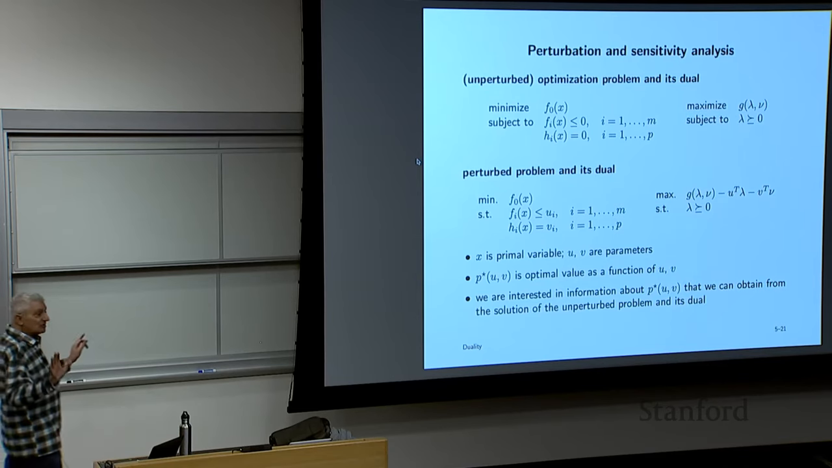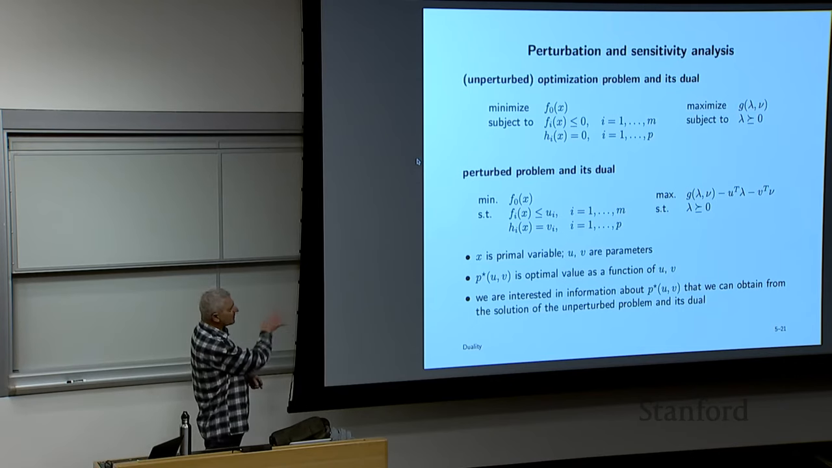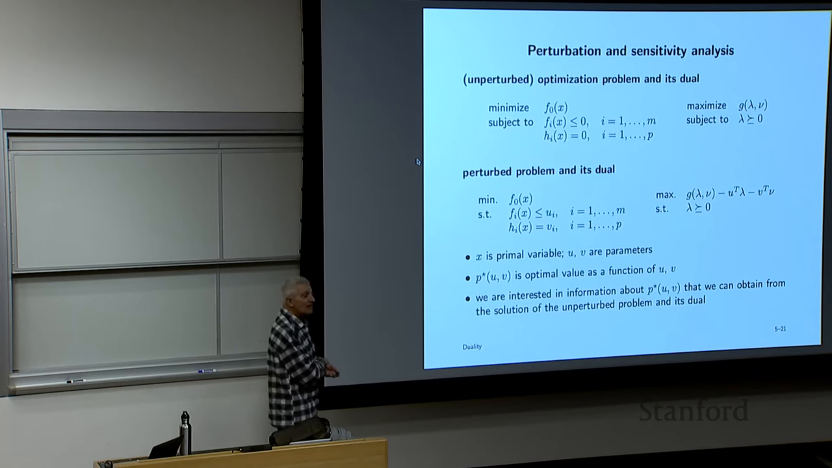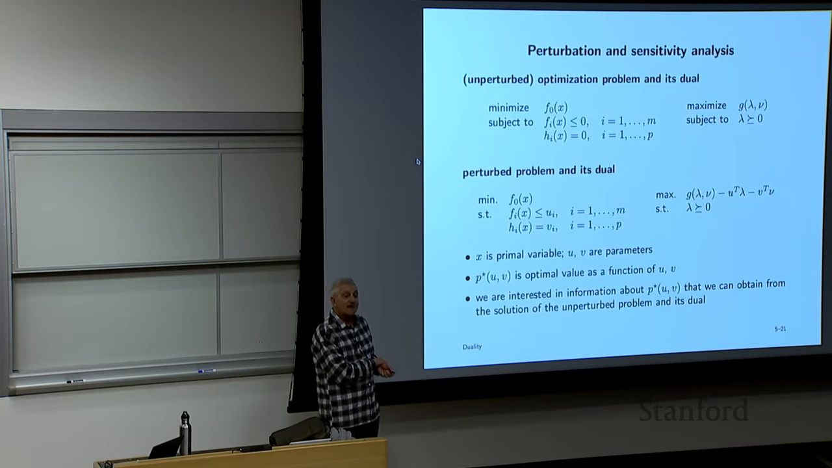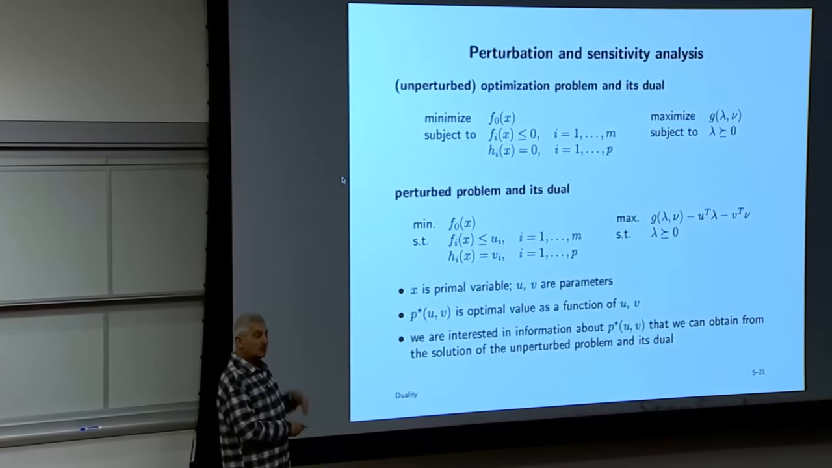Okay, so keep that idea in mind. This is just to say what perturbations are, and perturbations are obvious in other areas as well. They always mean something interesting. So we're interested in this perturbed problem, and we're super interested in what happens to the optimal value when you have nonzero u_i's and v_i's. So let's talk about that.